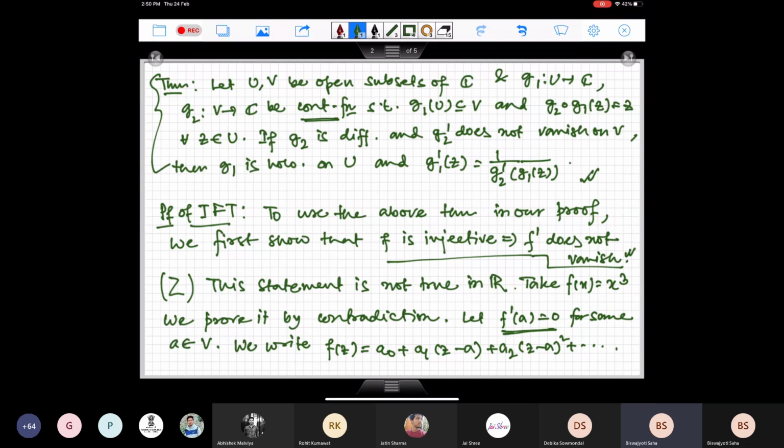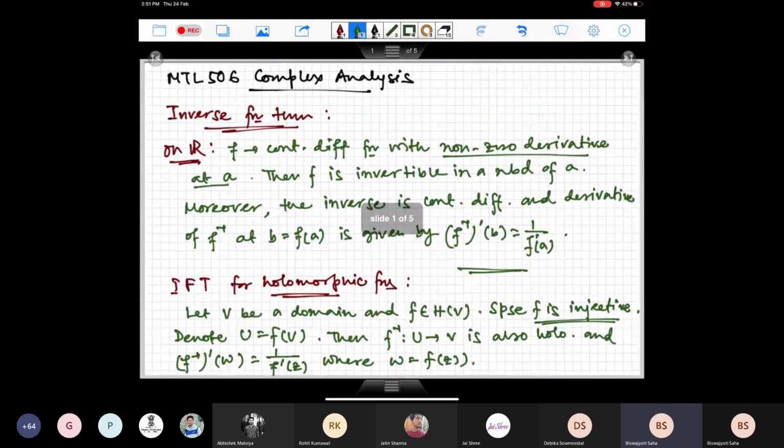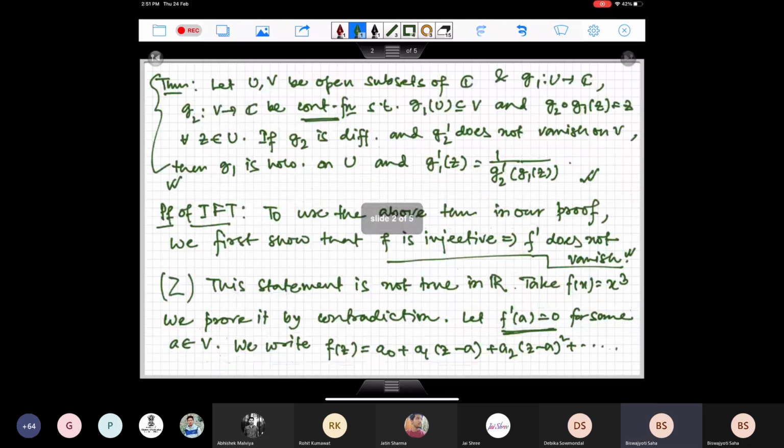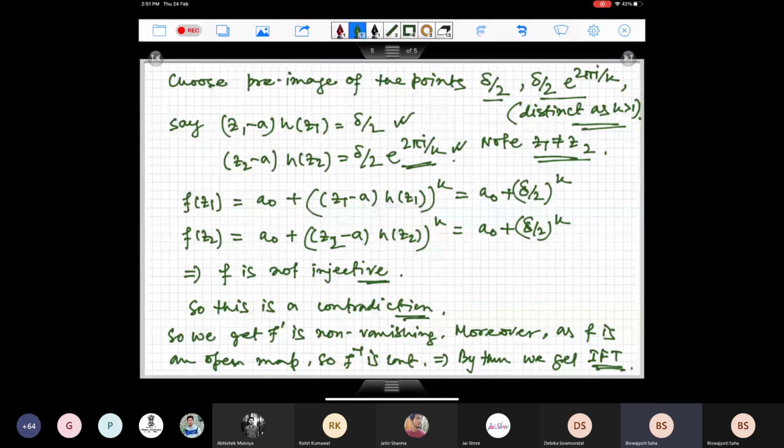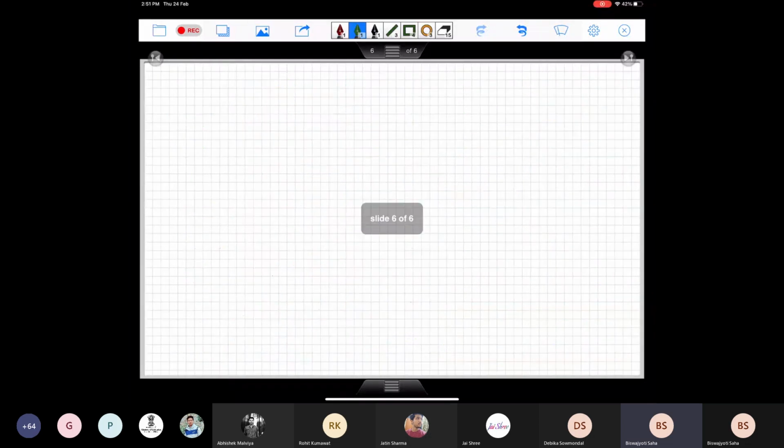Of course, if I already assume that the derivative does not vanish, then this theorem itself is going to give you the inverse, so there is effectively nothing to be done. But you can see that the complex inverse function theorem actually works with the assumption that the function is injective. So that's good enough. Great. So we are done with this inverse function theorem, and effectively, as I said, it is a very nice application of the open mapping theorem that we have proved.